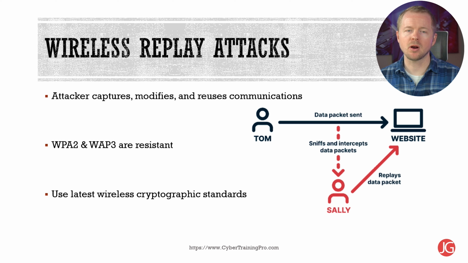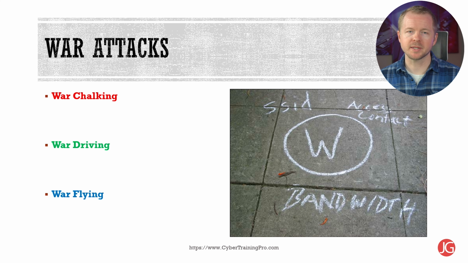Replay attacks in general are when an attacker captures traffic between two systems, modifies it, and then attempts to reuse that communication and impersonate one of the systems. With wireless, replay attacks happen the same way. However, WPA2 and WPA3 are resistant to replay attacks, so the best defense is to use the latest wireless cryptographic standards. Let's talk about some of the war attacks that are available.